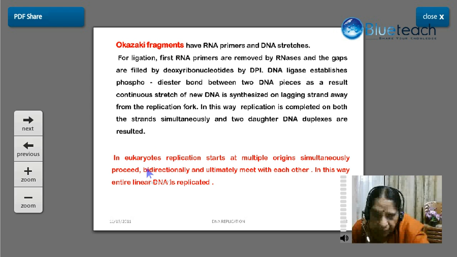In eukaryotes, replication starts at multiple origins simultaneously, proceeds bidirectionally and ultimately the forks meet each other. In this way, the entire linear DNA is replicated.